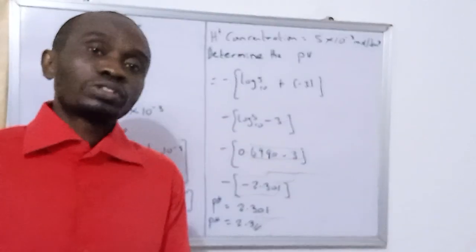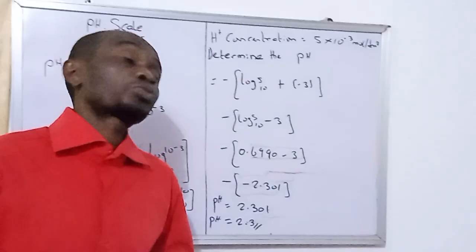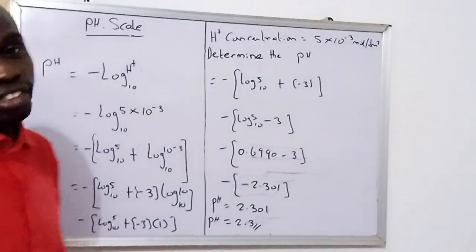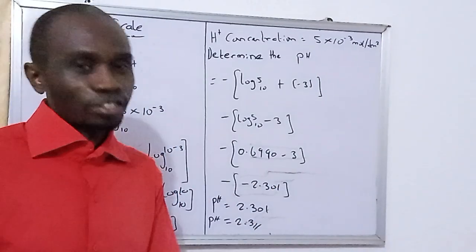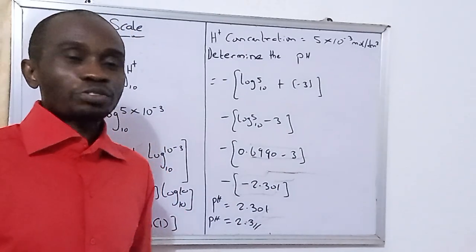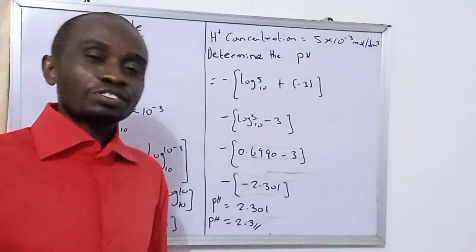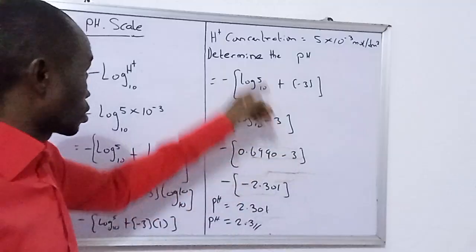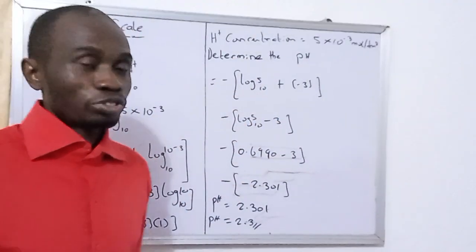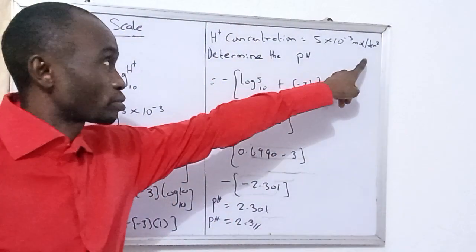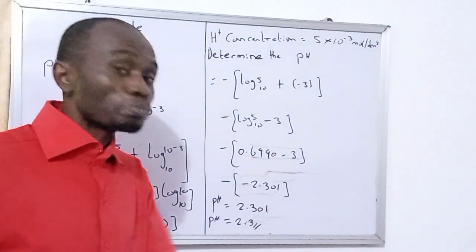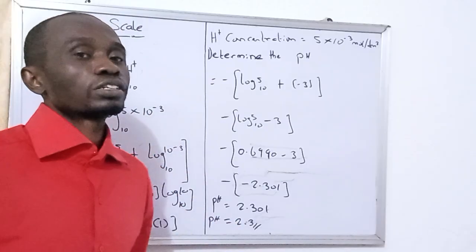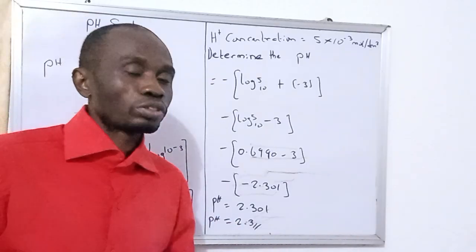Note this: pH does not carry any unit. It's just what you use to get a particular measurement, which is the hydrogen concentration. The hydrogen concentration will have units, but pH, and even pOH, these two do not have units.